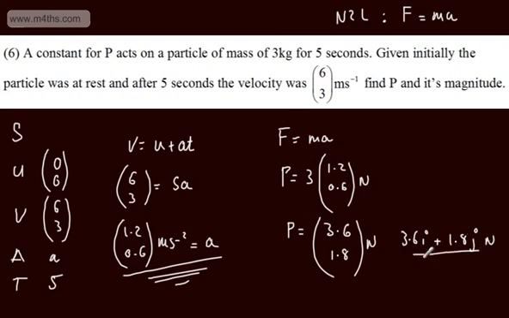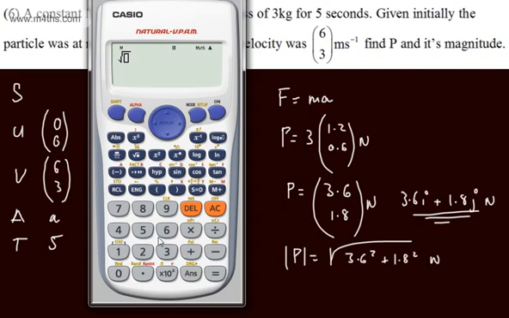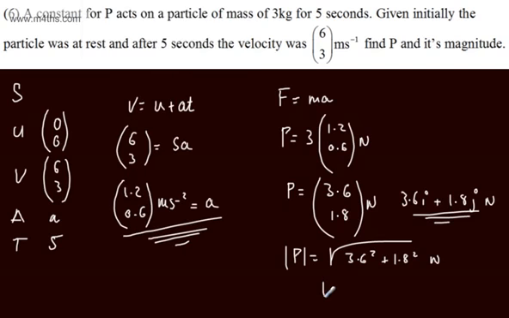So that's a force. Now quite clearly the magnitude, the absolute value of P, is going to be the square root of 3.6 squared plus 1.8 squared, and again that'll be in newtons. So if we're asked for its magnitude, let's just work that out. The square root of 3.6 squared plus 1.8 squared gives 9 root 5 over 5, or 4.02 correct to 3 significant figures. So P is equal to 4.02 newtons correct to 3 significant figures.